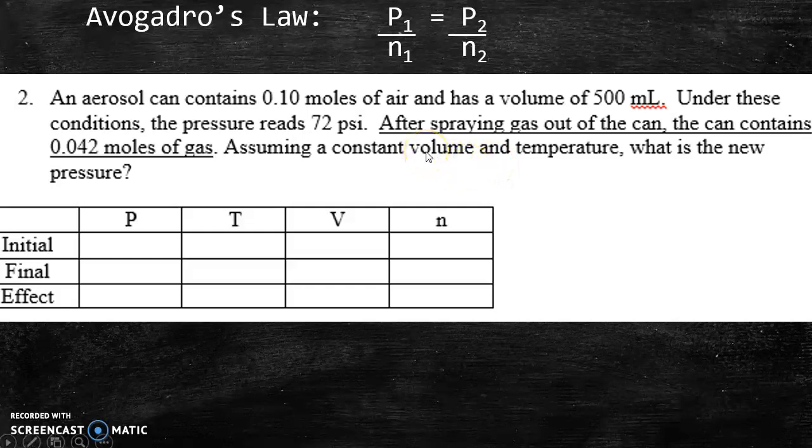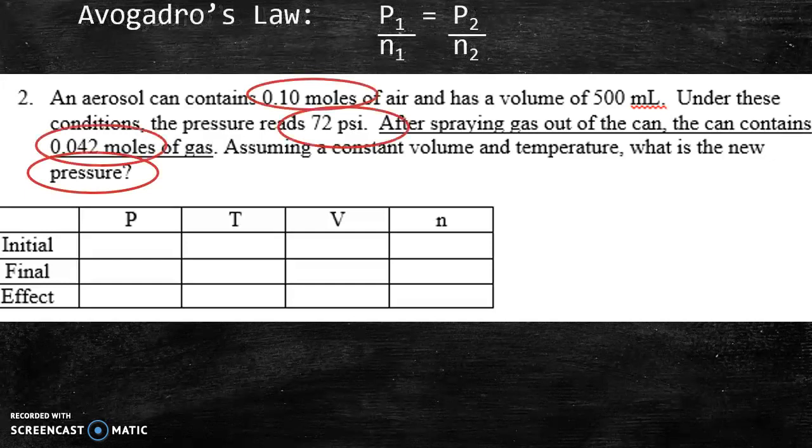So they gave you some extra information in here. They told you 500 milliliters, but they also said we have a constant volume and temperature. So the information we need is just moles and pressure. Those are the things that the question says have changed, not the volume. So we can cross off volume and we'll cross off temperature.